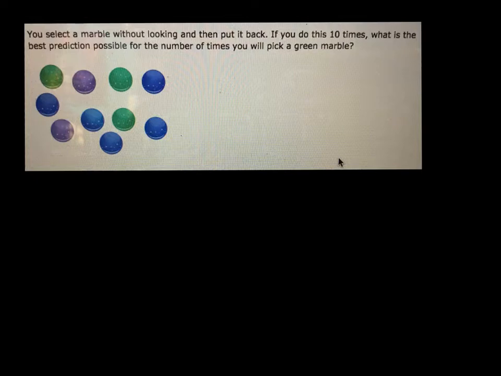So you select a marble without looking and then put it back. So this is nice probability. If you do this 10 times, what is the best prediction possible for the number of times we'll pick a green marble? So it looks like we're looking at the green marbles. So first what we gotta do is we have to find the probability of getting that green marble. So this is talking about the simple probability we've been doing.